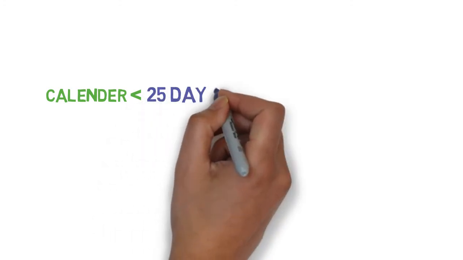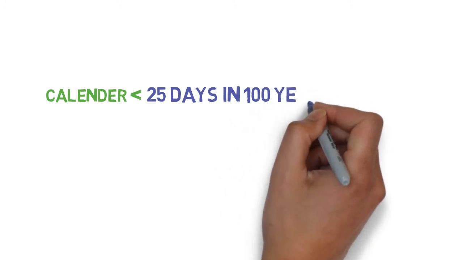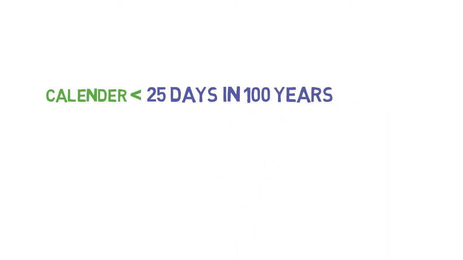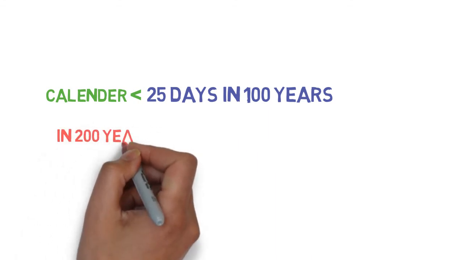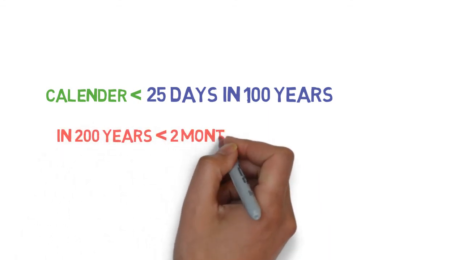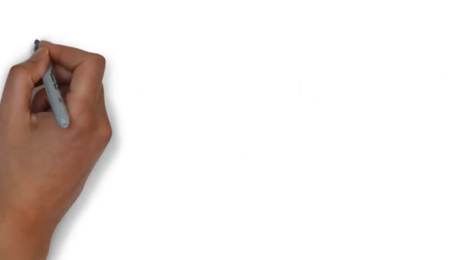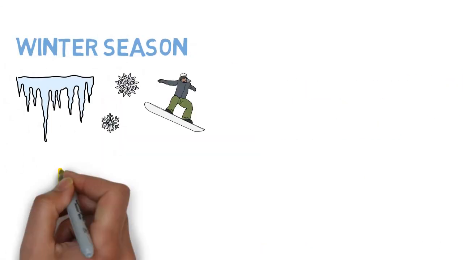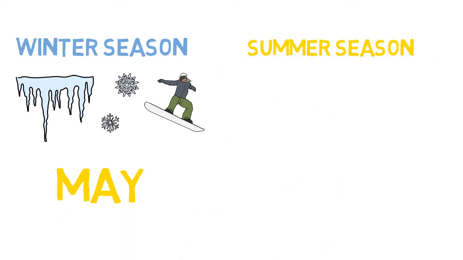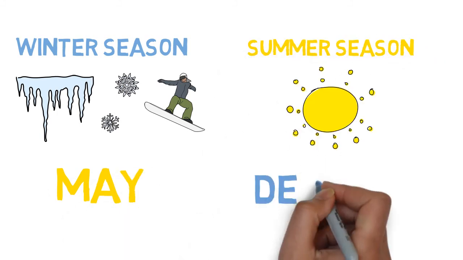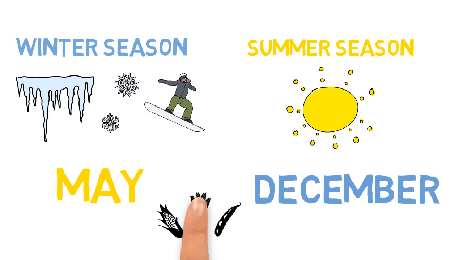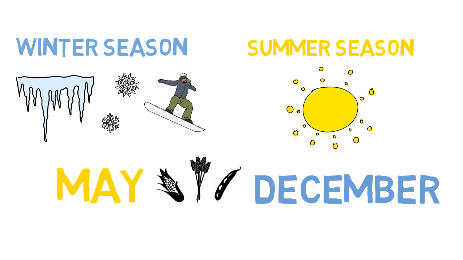If we don't add a leap year every 4 years, then our calendar will be behind 25 days in 100 years, which is almost a month. And this will add up to another 2 months in 200 years, and so on, eventually falling behind the seasons and making it harder to predict them. We might end up with winter in May and summer in December. And this would be painful for the average farmer who depends entirely on the exact occurrence of seasons for harvesting his crops. So there we go.